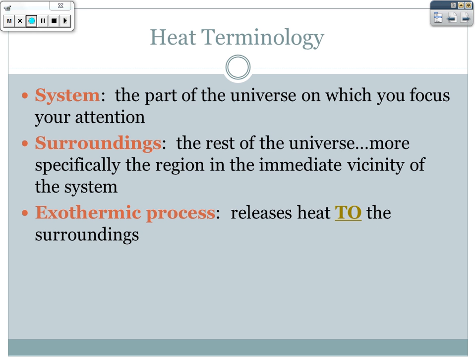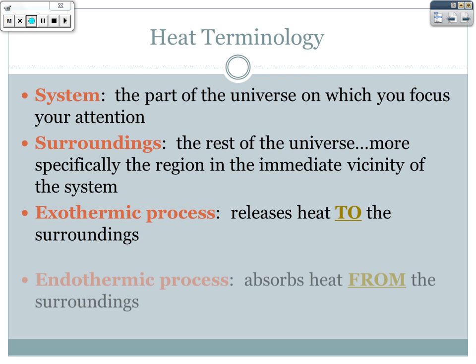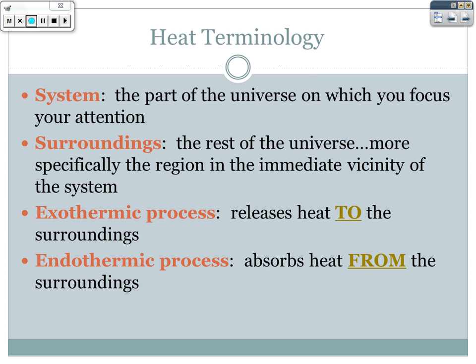When we're talking about heat, we have two different processes that we talk about. We have exothermic processes, which release heat to the surroundings, and then we have endothermic processes, which absorb heat from the surroundings. So endothermic processes absorb heat from the surroundings, or they require heat. Exothermic processes release heat to the surroundings. Everybody got that? Okay. You may want to jot this down. Just putting it out there.